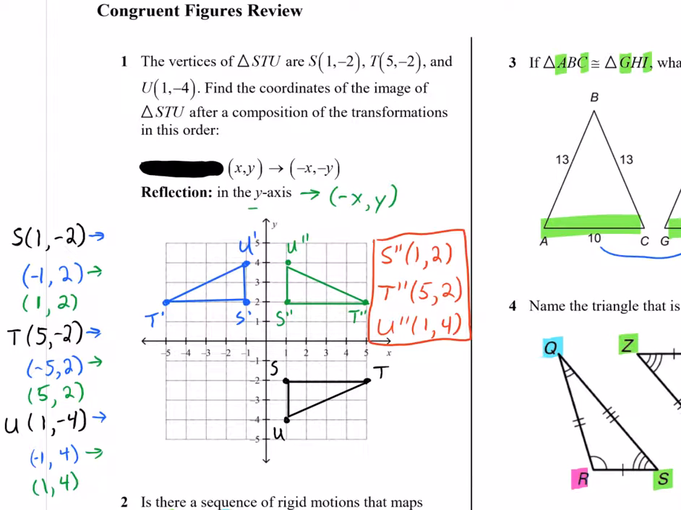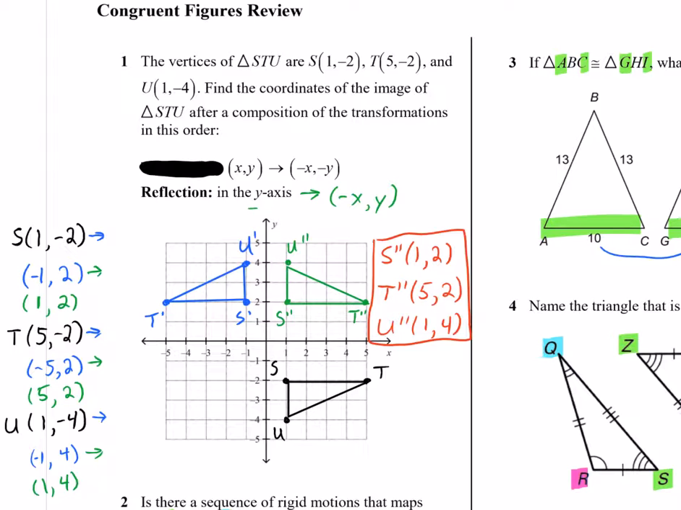Now for the second transformation, it says a reflection over the y-axis. So I could use this graph, count how far it is to the left, and then just move it that far to the right of my y-axis to give me my new point. I would do the same thing for S, and could do the same thing for T.